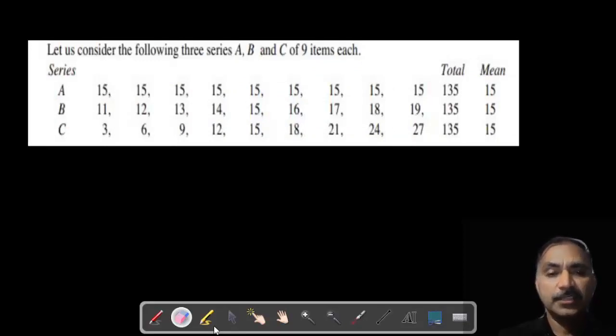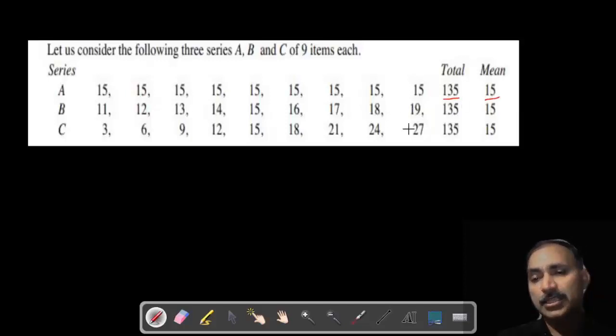Now let us take a case here. We have three series of numbers A, B, and C. In number series A, we have all the numbers as 15: 1, 2, 3, 4, 5, 6, 7, 8, 9. 9 numbers are given and all the 9 numbers are 15. That means all the numbers are same. If we make the total of that, the total becomes 135 and the mean is going to be 15. 135 divided by 9 comes as 15.